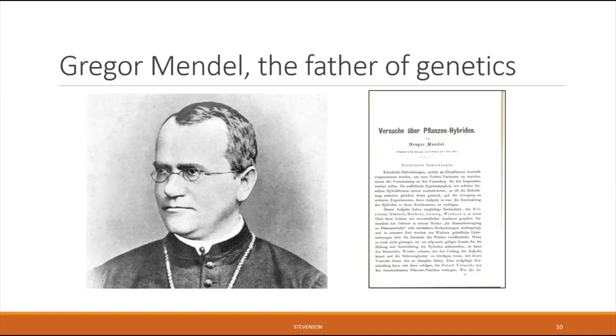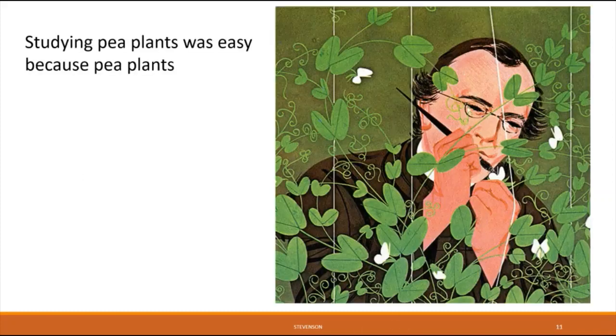Mendel was a monk, and although he was a monk, he was also an amateur botanist, and he had a lot of time on his hands. And so during his spare time, he liked to grow pea plants. He chose pea plants to study because they have a lot of advantages in terms of being a test subject.